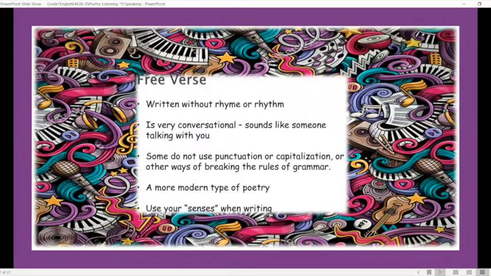Free verse. Remember, we were talking about free verse. We were talking about how it's like when you have a conversation. It doesn't really rhyme. You don't use punctuation or capital letters. It's very modern, okay? Very modern kind of poetry.